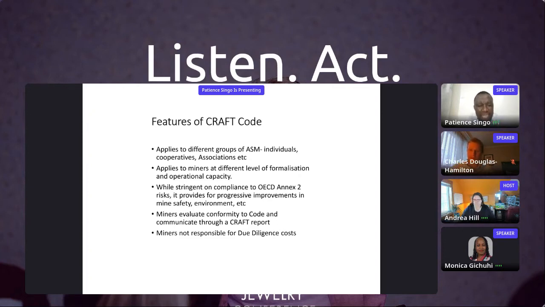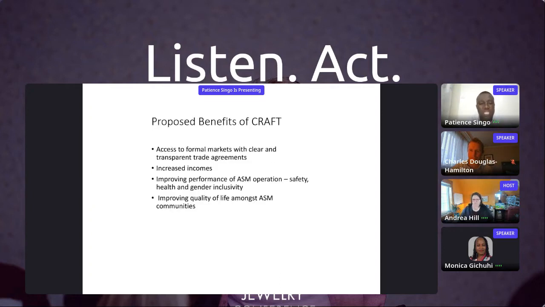Of course, it then does require the miners to assess their own compliance to the code and communicate that to stakeholders through a CRAFT report, as well as it does not require the miners to conduct due diligence. So in terms of cost, the miners are not required to conduct due diligence, but only the CRAFT report is adequate. And what are the proposed benefits of the CRAFT code?